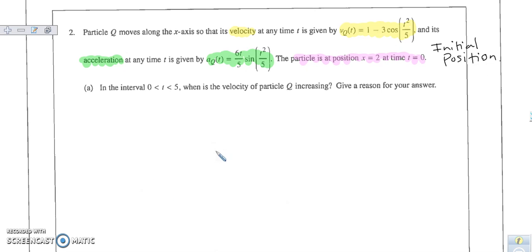For question A, you have to tell in the interval from time equals 0 to 5, when is the velocity of particle Q increasing? Give a reason for your answer.